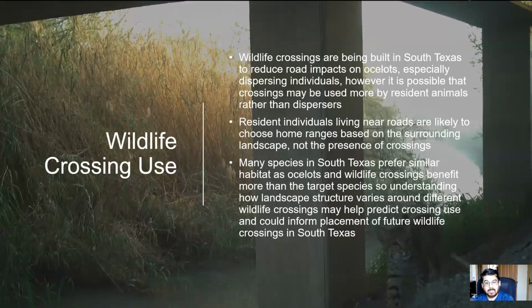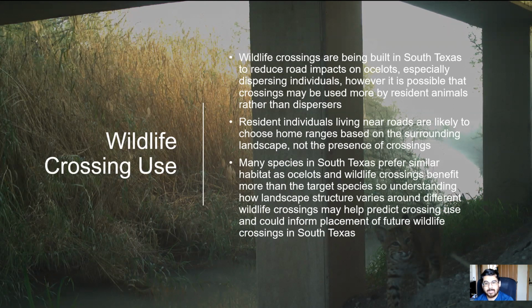Wildlife crossings in South Texas are being built to reduce ocelot road mortalities, and the majority of these road mortalities are thought to be dispersing males. However, wildlife crossings are novel structures, so may be less likely to be used by a dispersing individual who has only seen a structure one time. Therefore, resident animals are more likely to be the ones using wildlife crossings. So it is important to examine how land cover on a broader scale affects crossing use.